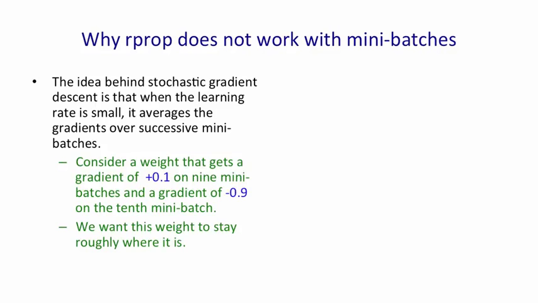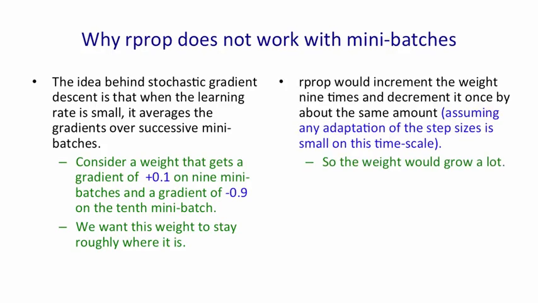So consider a weight that gets a gradient of plus 0.1 on 9 mini batches, and then a gradient of minus 0.9 on the 10th mini batch. What we'd like is those gradients will roughly average out, so the weight will stay where it is. Rprop won't give us that. Rprop would increment the weight 9 times by whatever its current step size is, and decrement it only once, and that will make the weight get much bigger. We're assuming here that the step sizes adapt much slower than the time scale of these mini batches.